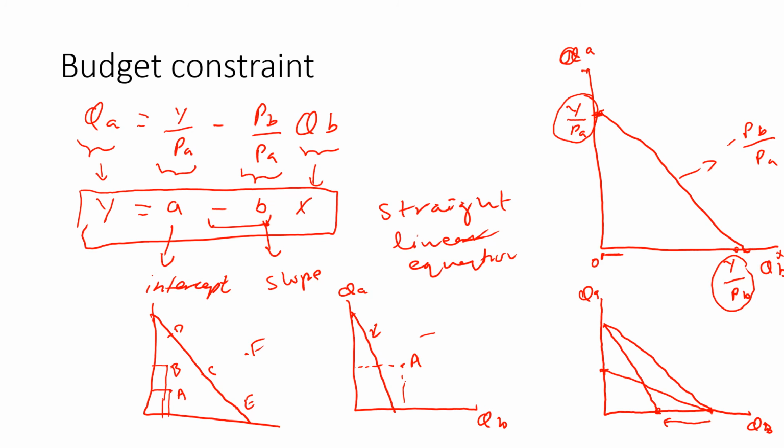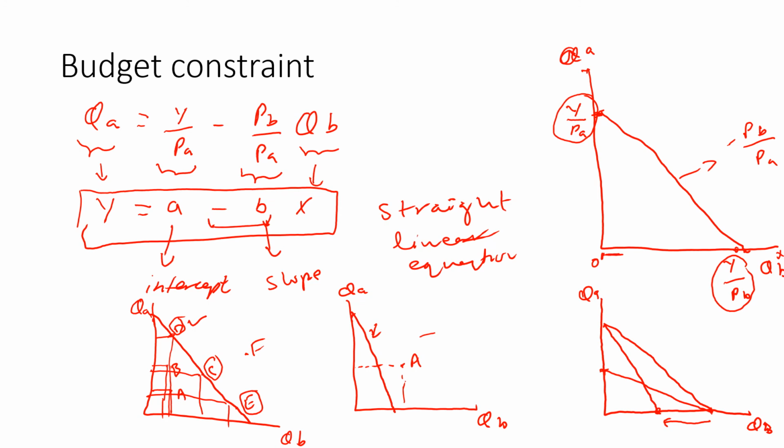But what is common between C, D and E? All of them lie on the budget constraint. So these are the various options that will require our entire budget of 1000 rupees. But if we consume on D, we'll be consuming more apples as compared to bananas.